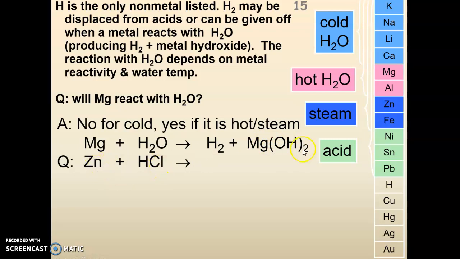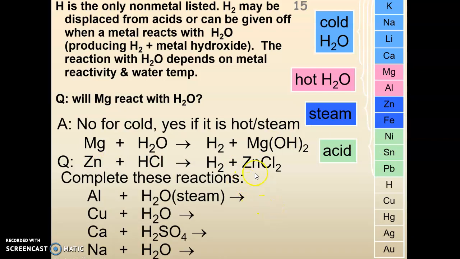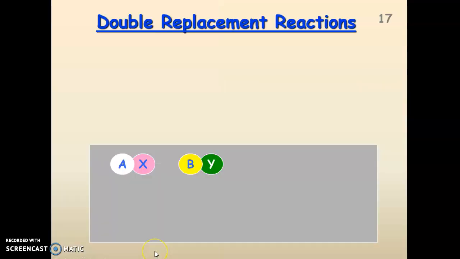Alright, what about zinc and hydrochloric acid? Well, yeah, zinc is in the category that can replace hydrogen from acids, so yes, it will replace the hydrogen. Alright, aluminum, yeah, it can replace the hydrogen in hot water, so yes. Copper and water, there's going to be no reaction because copper is outside of the range that will react with water. Calcium and sulfuric acid, yes, it's inside the range that will react with acids. And sodium with water, yes, because it's in the range that will react with water.